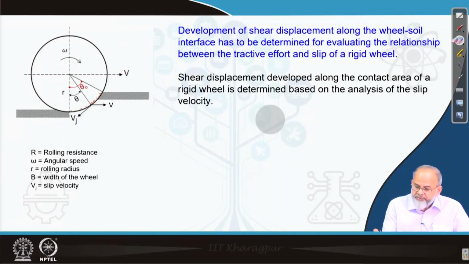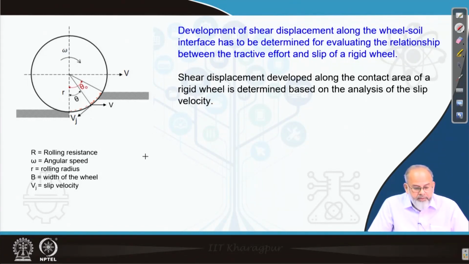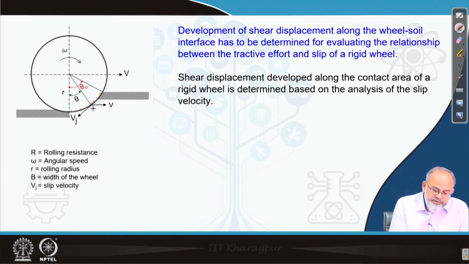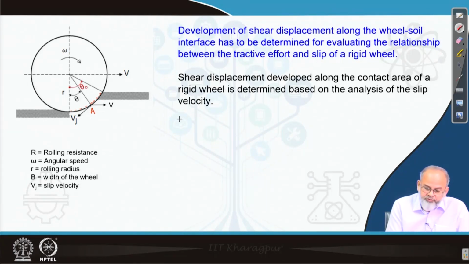Now, consider that the wheel is rolling. Theta 0 represents the angle at which the wheel is in touch with the soil. This is called the entry angle, and we will now consider a point, say A, which is making an angle theta with the vertical. At A, the peripheral speed will be equal to omega r, where omega is the angular speed and r is the rolling radius. This peripheral speed will be equal to Vt, which is the theoretical speed.